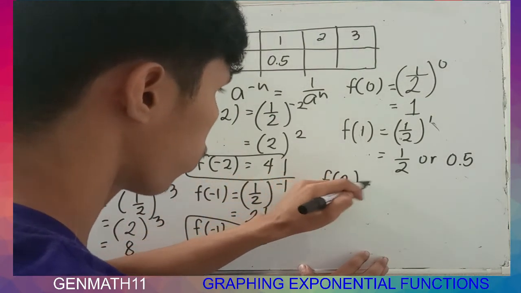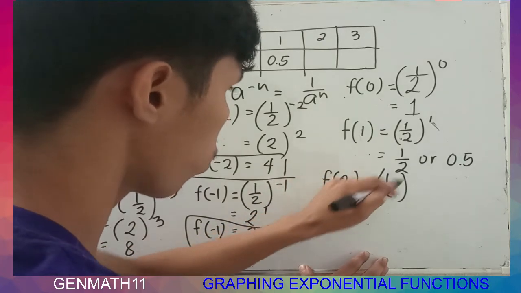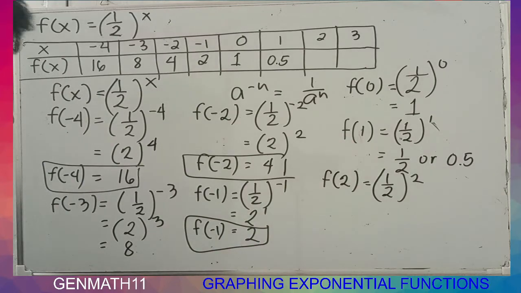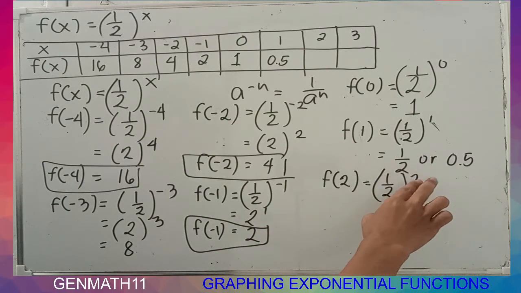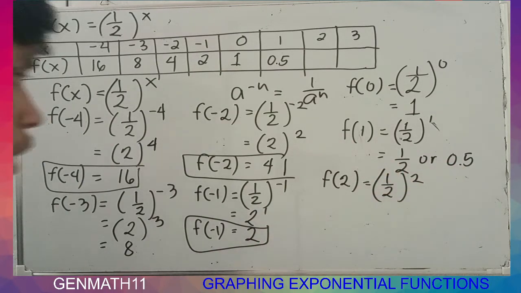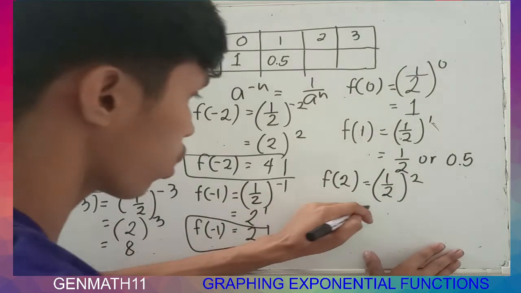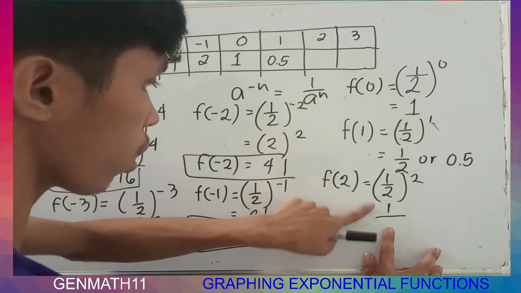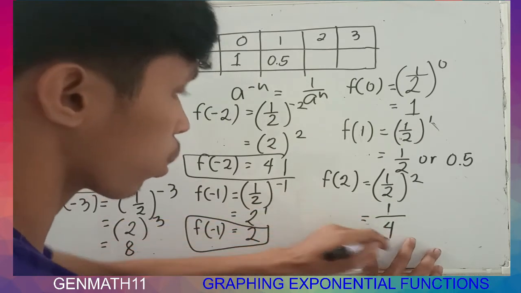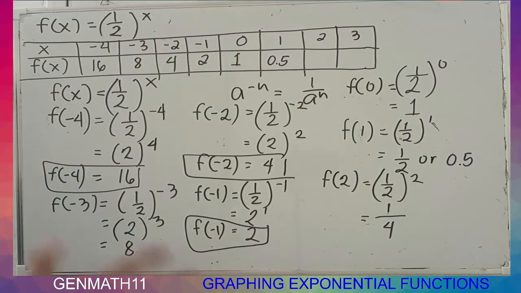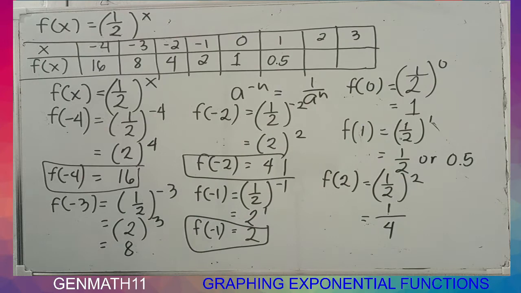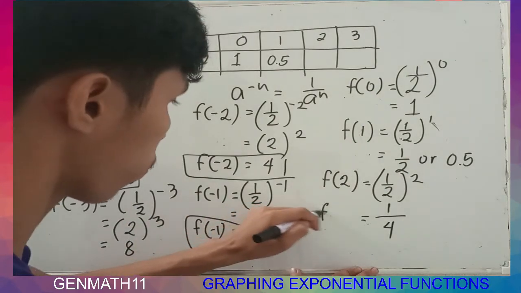So, 2. Okay. 1/2 raised to 2. So, when our exponent becomes 2, we just distribute the exponent from the numerator to the denominator. So, 1 squared is 1. Then, 2 squared is 4. So, it's a shortcut, because you already know how we solve these. I have already taught you that.